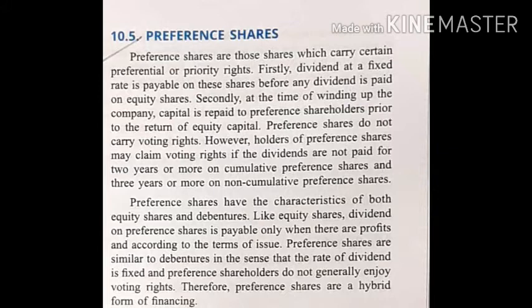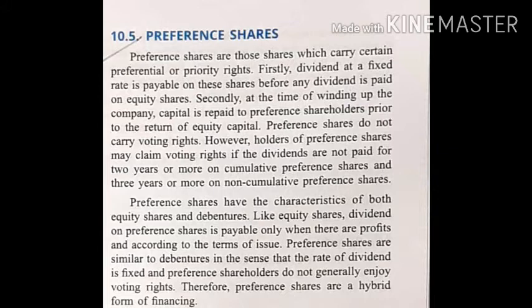If it is a cumulative preference share and the dividends are not paid to these preference shareholders for consecutive 2 years, then they can claim voting rights. And if it is a non-cumulative preference share and the dividend is not paid to them for consecutive 3 years or more, then they can claim voting rights.